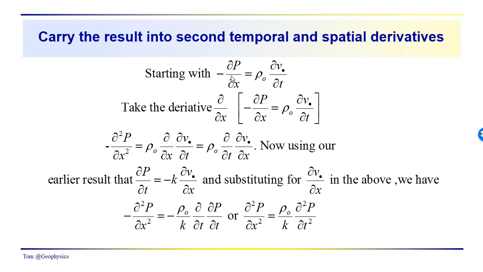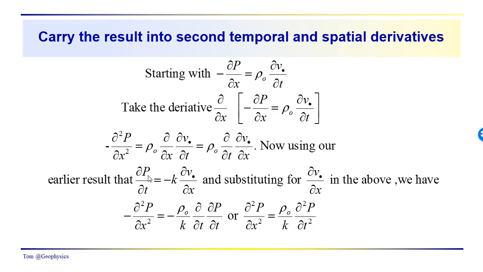So now this is our starting point here. We're going to take the derivative of this whole expression with respect to x. And that gives us the second spatial derivative of the pressure changes, which would then be equal to rho 0 times d dx of dv dot dt. And again, we can switch these back around so that we have rho 0 d dt dv dx.